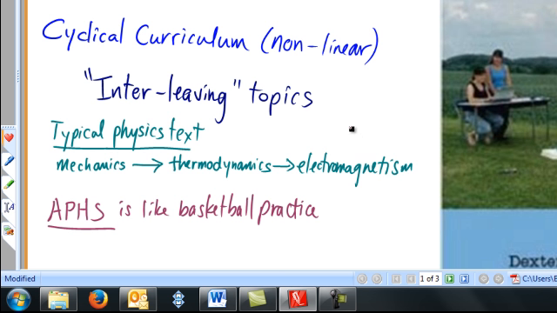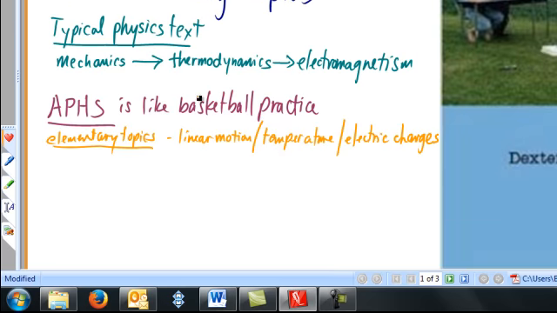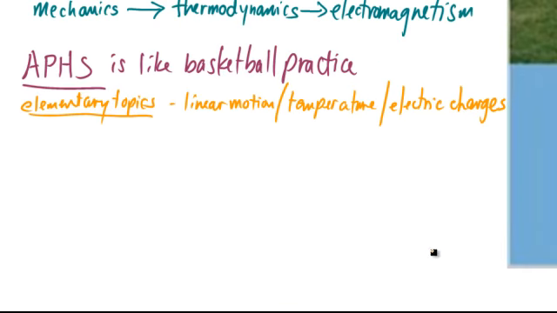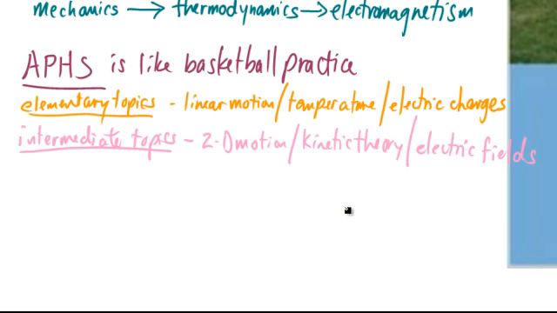At the start of the year, you begin handling the elementary concepts for many different areas all at the same time. Things like linear motion in mechanics, and temperature in thermodynamics, and electric charges in electromagnetism. As the year progresses, you begin wrestling with intermediate topics such as two-dimensional motion and kinetic theory and electric fields. Finally, toward the end of the academic year, you're working with advanced topics like projectile motion and thermodynamic processes and charges moving in electromagnetic fields.